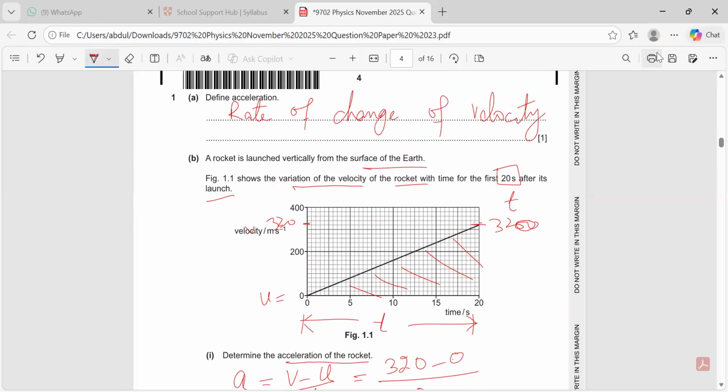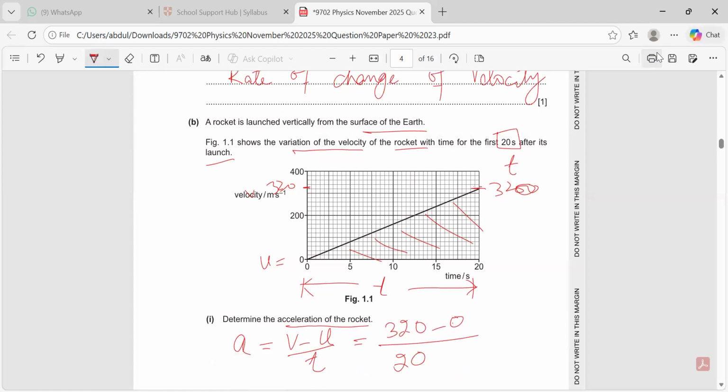Yes, speed is there. At 20 seconds, what is the speed? That is 320 meters per second. So the same speed we will be using in the equation.